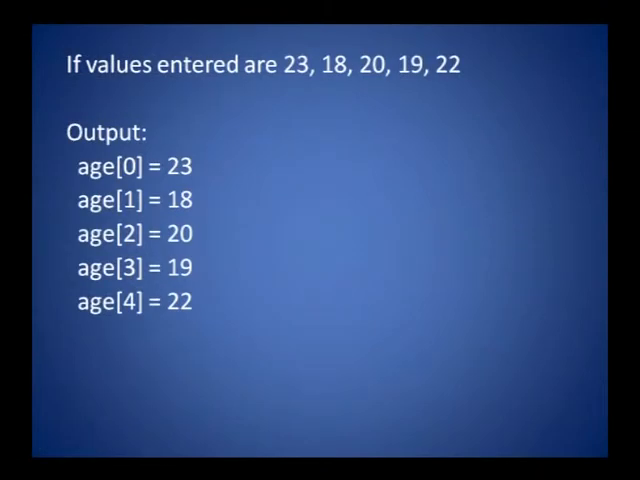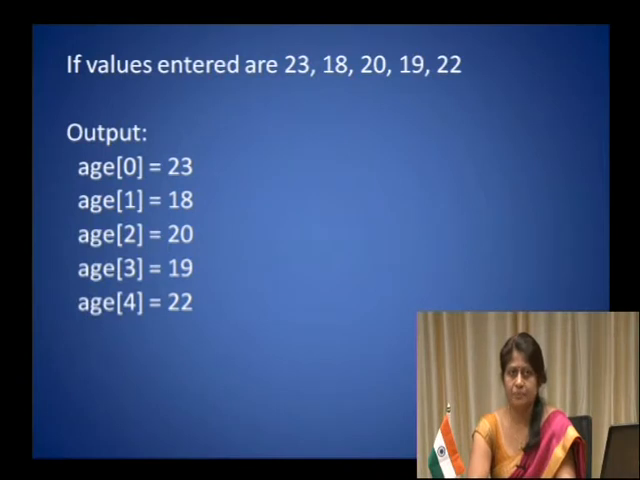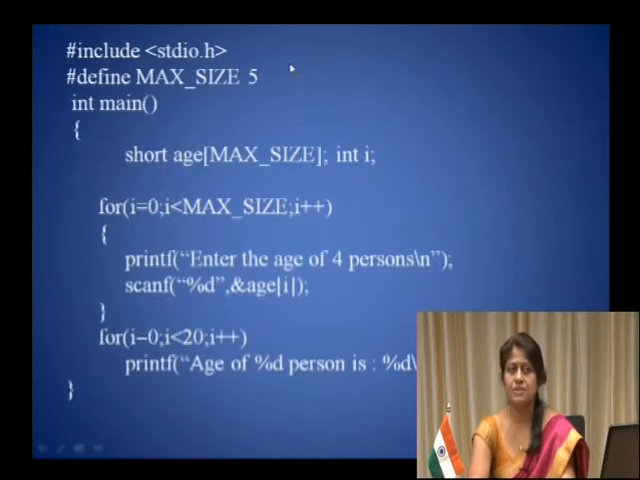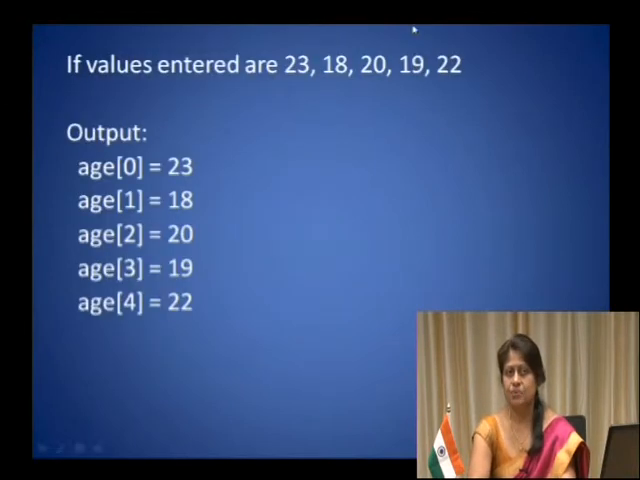So, what would be the output of this program? Suppose we are inputting values such as this, that is 5 values, because we had told our array consists of a maximum size of 5. So, we are trying to input 5 values over here. After execution of this program, the values of this age variable would be assigned in this manner.